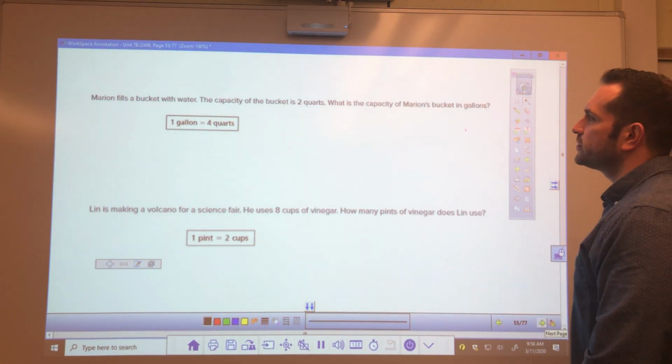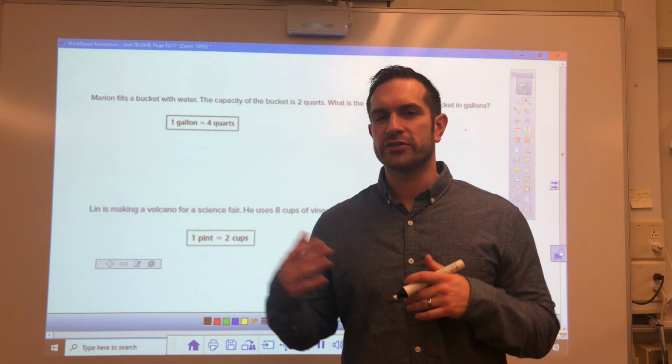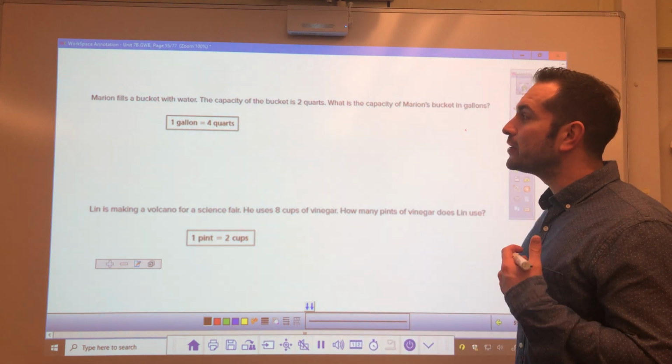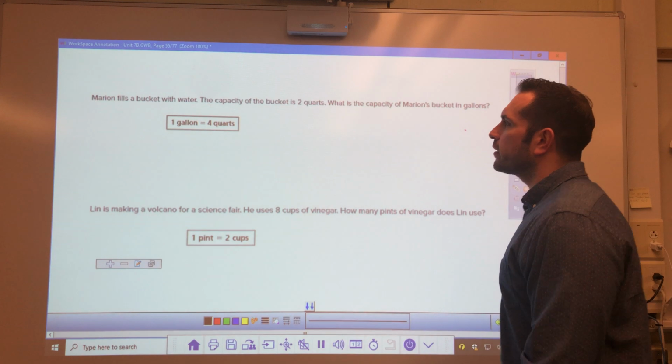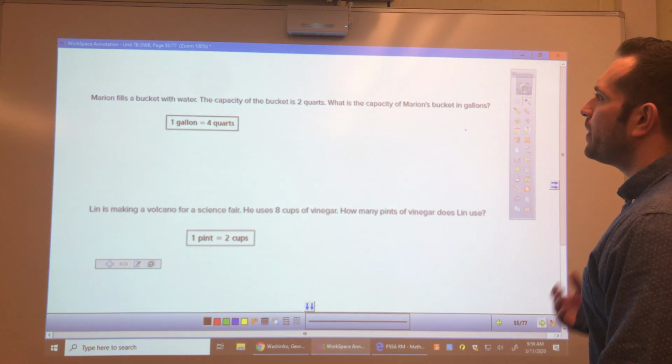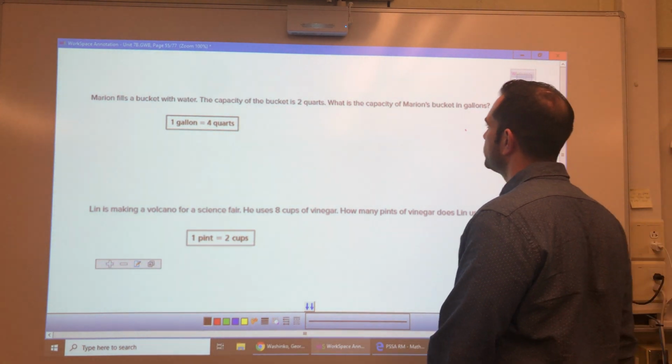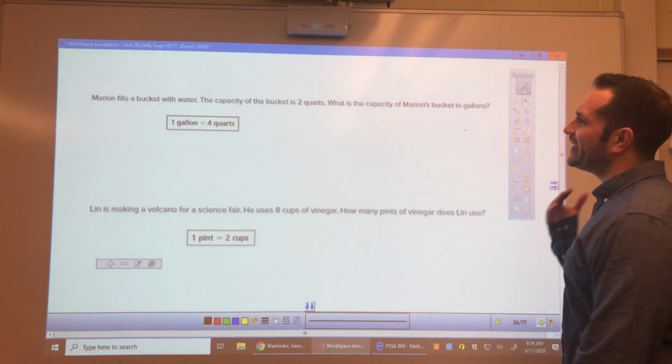So here's another situation. These are like PSSA type questions that you're going to see. And the cool thing is they will sometimes give you the measurement. So this one says Marion fills a bucket with water. The capacity of the bucket is 2 quarts. What is it in gallons?